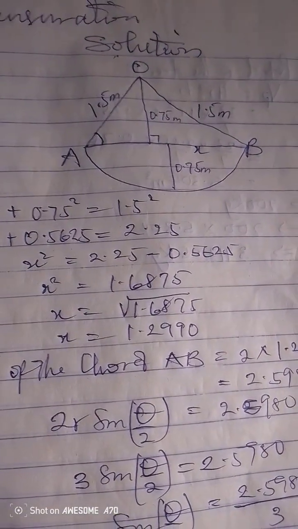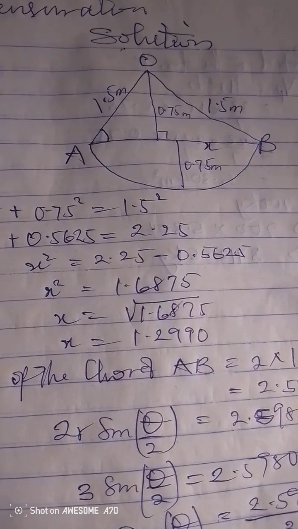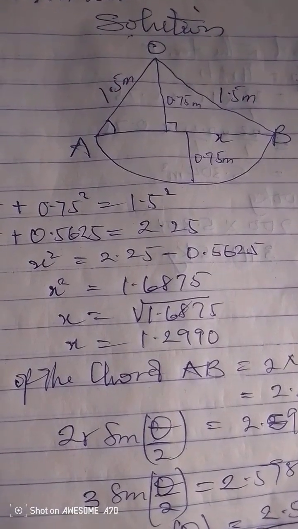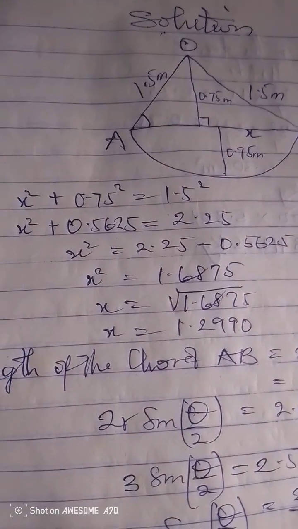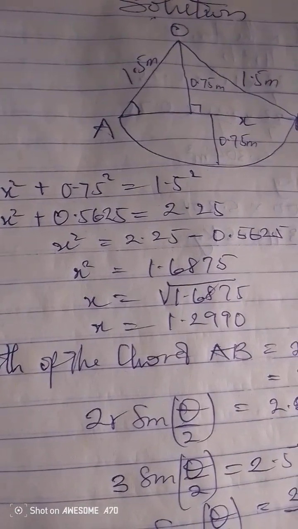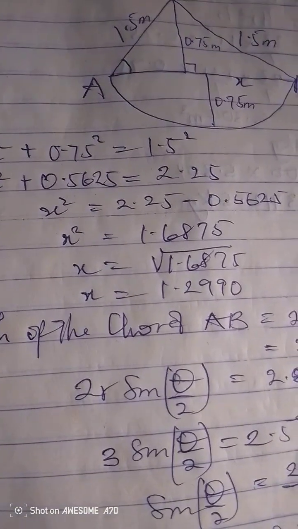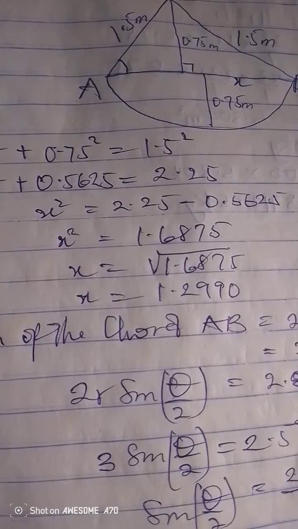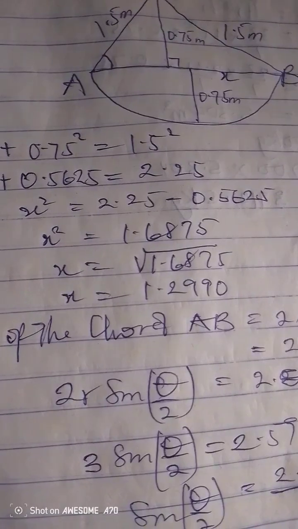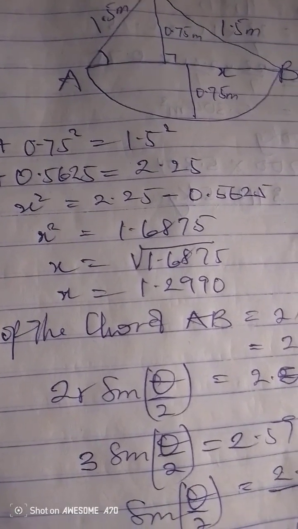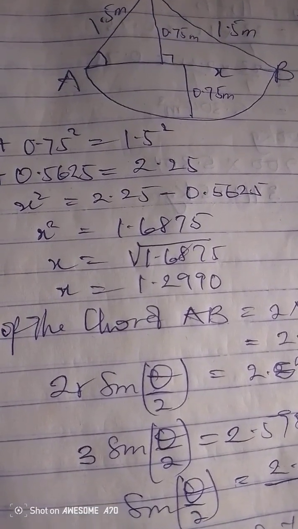Pythagoras theorem states that in every right-angled triangle, the square of the hypotenuse equals the sum of the squares of the other two sides. In that case, x squared plus 0.75 squared equals 1.5 squared. That gives us x squared plus 0.5625 equals 2.25. So making x squared the subject, x squared equals 2.25 minus 0.5625, which gives x squared equals 1.6875.